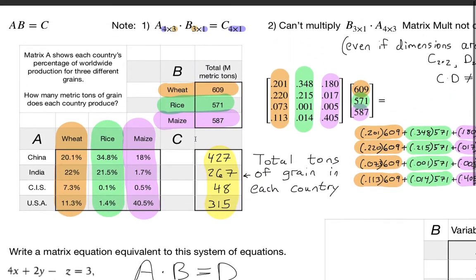Same thing here. We have different data on wheat, rice, and maize in the original matrices, but in the final matrix, it's all going to get washed out. We're going to have 4 countries: China, India, Russia, USA, and then we're going to have 1 column representing the total metric tons.